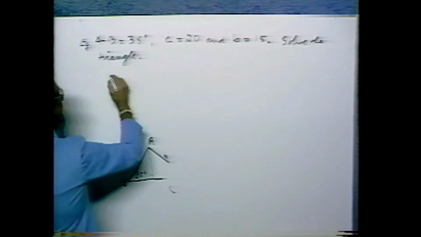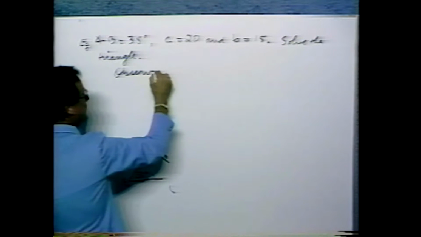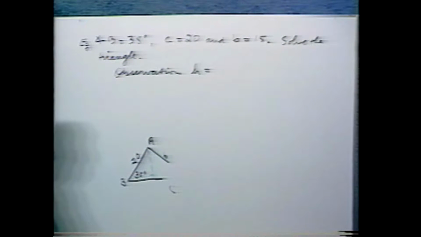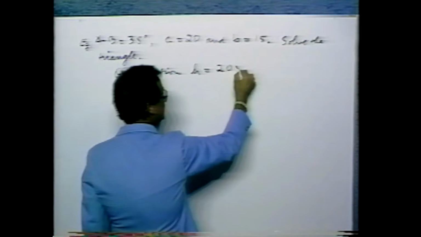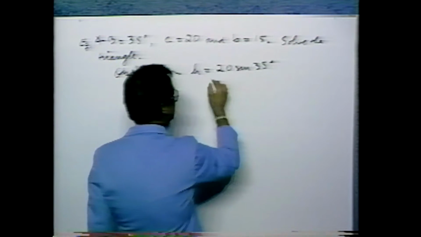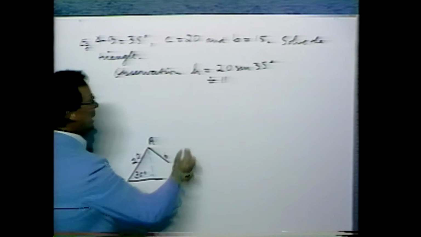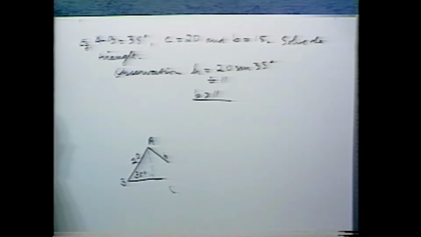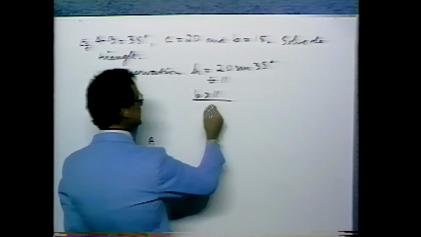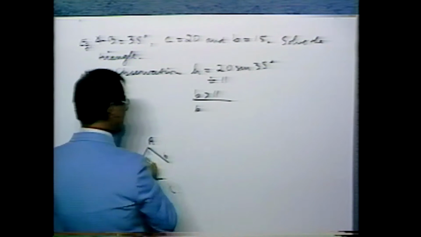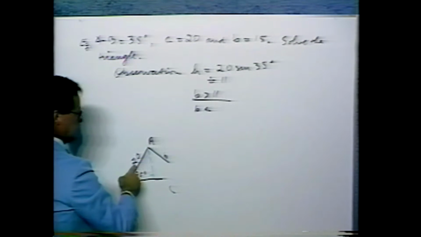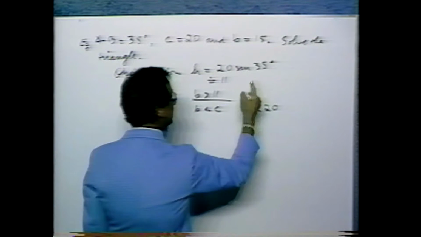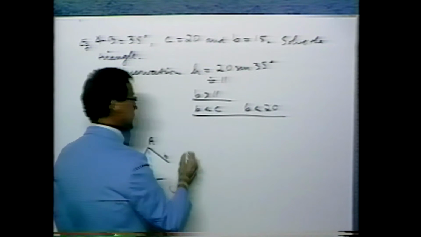First of all, make the following observation. H, the perpendicular, is equal to 20 sine 35 degrees, and that's approximately 11. We saw that. And B is greater than 11 given. We know we have at least one solution, but the fact that B is also less than C, in other words, B is less than 20, we know there are two solutions.